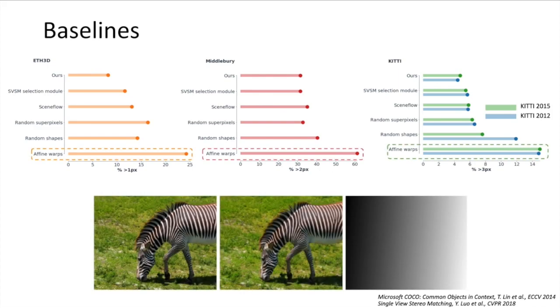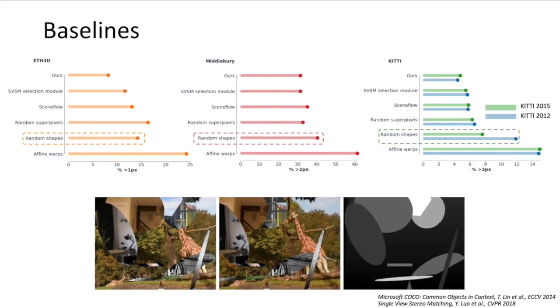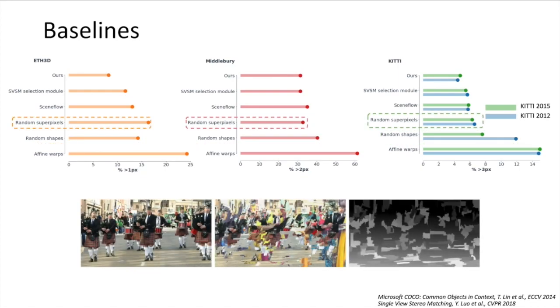First, we show affine warps, a simple approach where we synthesize a right image by applying a planar warp to the input image. Next, consider random shapes, where a background disparity is given by an affine warp, and additionally, we add in random shapes with textures taken from a different training image. We also show random superpixels, where we assume a background disparity plane and randomly select superpixels in the image to act as foreground objects, which are assigned a random disparity.